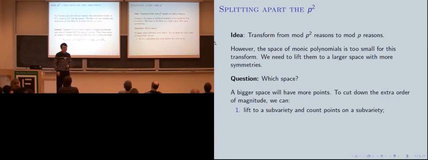But we don't want to increase the actual order of magnitude, right? We want to cut down the actual order of magnitude. There are two ways we can do it. The first way is to not map it to the entire vector space. Go to some subvariety of some codimension and then count points in that subvariety. But there's a problem to that, which is that it's way harder to count points in the subvariety than it is to count points in the vector space.